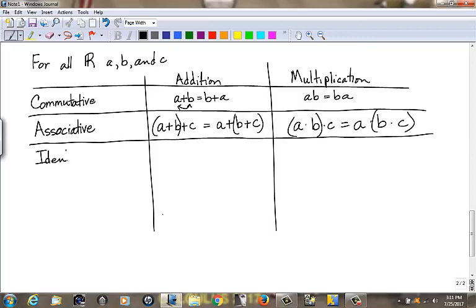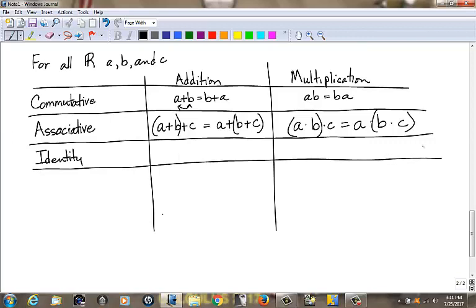The identities. For addition, the additive identity, A plus 0 equals A. For multiplication, A times 1 equals A. So 0 is the additive identity, and 1 is the multiplicative identity.